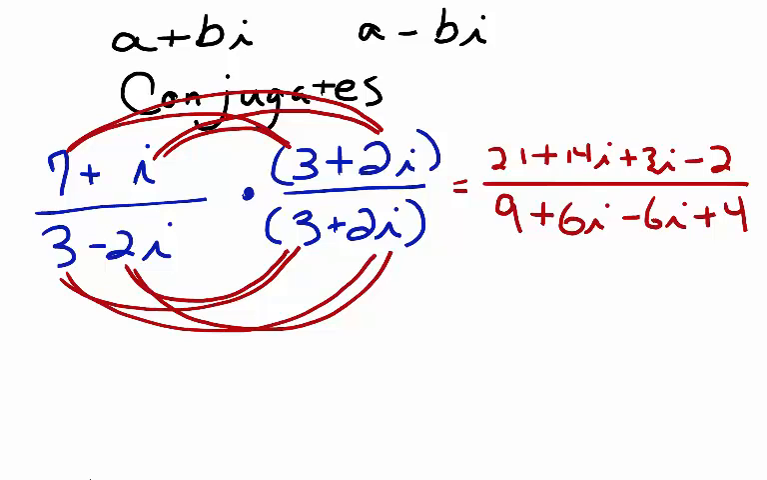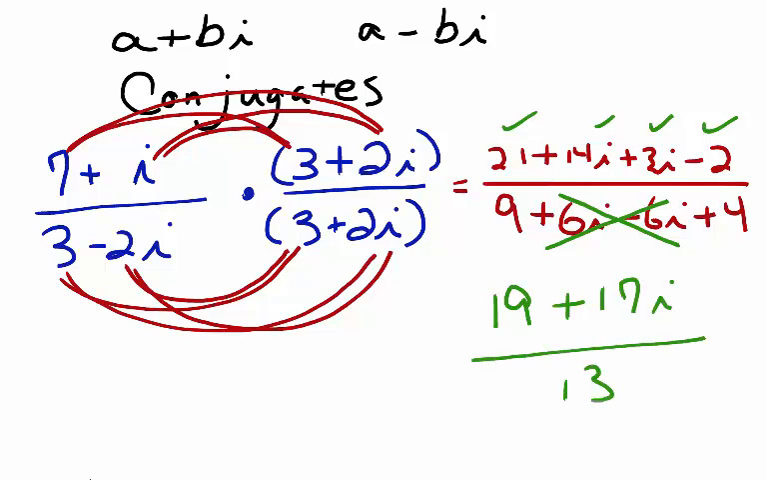Notice the two middle terms in the denominator, 6i and negative 6i, cancel out. That's what multiplying by the conjugate will do. Let's simplify the top. 21 minus 2 equals 19. And then we have 14i plus 3i, that equals 17i, all over 13. All that's left for me to do is to rewrite this expression in the a plus bi format. So I'll write it as 19 divided by 13 plus 17 divided by 13i.